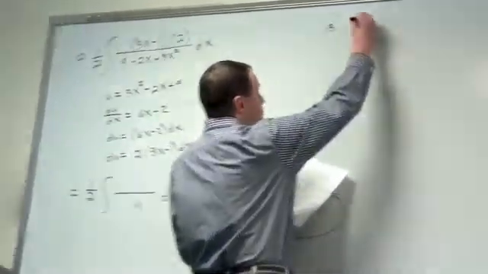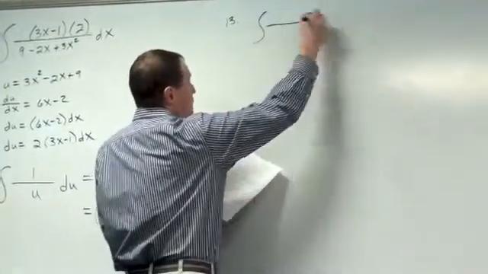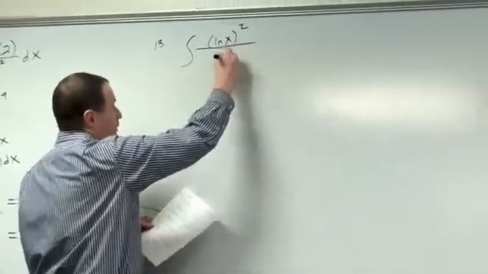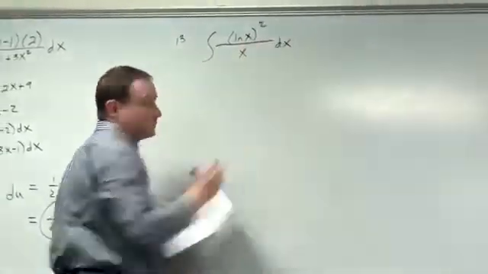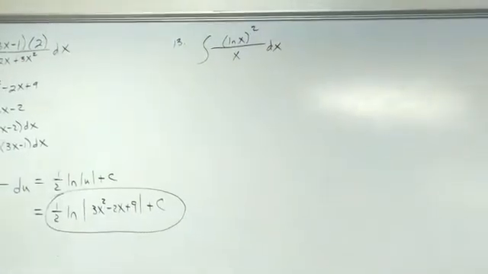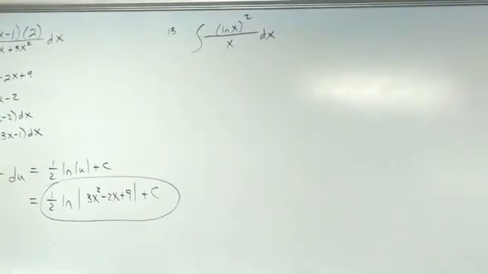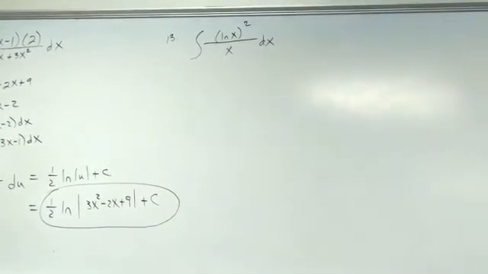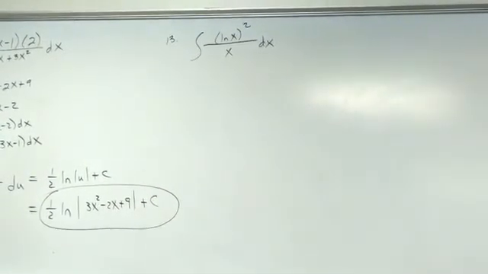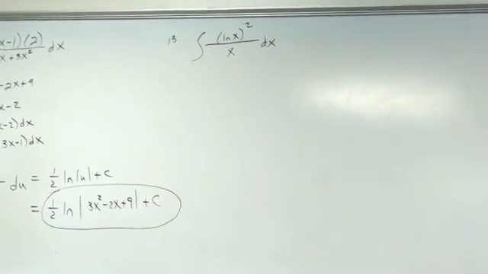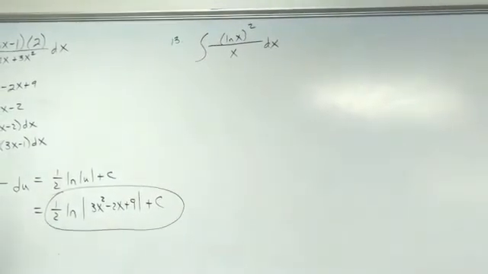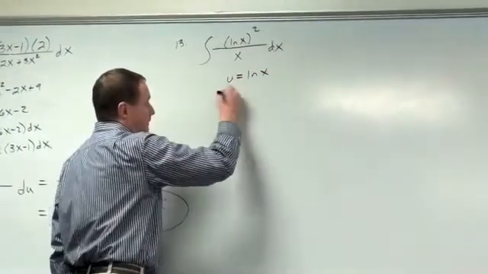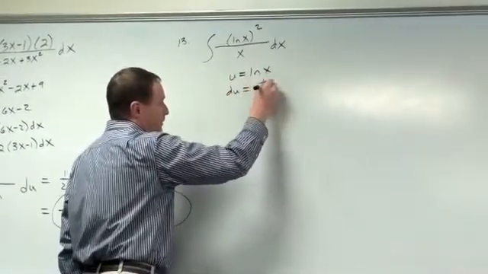What if I say I want you to integrate the natural log of x, quantity squared, over x with respect to x? Hopefully you're thinking, well, that's kind of a letdown this late in the homework or in the example problems, because the obvious U-substitution is what's inside the group to a power. U equals natural log of x. The derivative of u is just 1 over x dx.